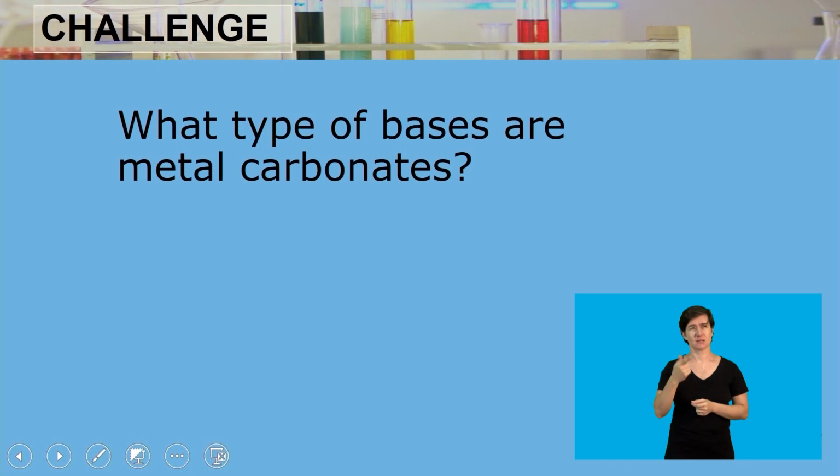What type are they? To answer this question, you need to go back to this lesson and go through what we went through and try to understand what happens when an acid reacts with a carbonate. From there, you will be able to tell whether a metal carbonate is a strong base or a weak base.